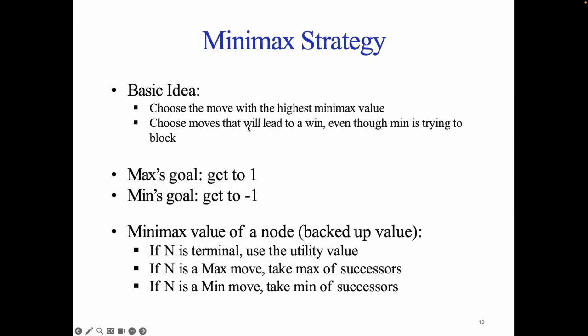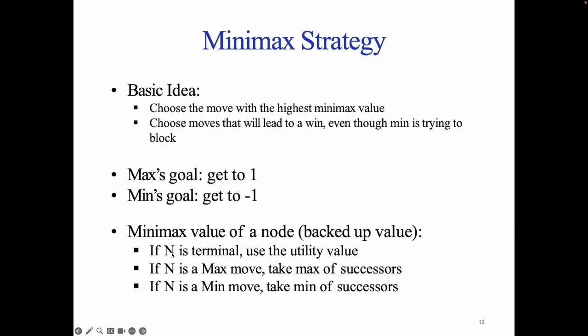So the basic idea is choosing the move with the highest minimax value, and I'm going to explain what minimax strategies are in a few seconds. Choose the moves that lead to a win, even though min is trying to block. So you always look from the eyes of max, okay? Max makes the first move, tries to maximize his win, and then it's his opponent's turn, which is min's turn, to minimize that. So max's goal is to get to 1, that was the utility function 1, right? And then min's goal is to reach -1.